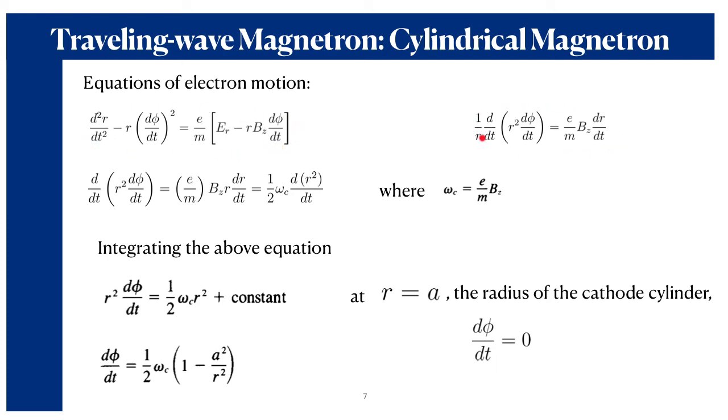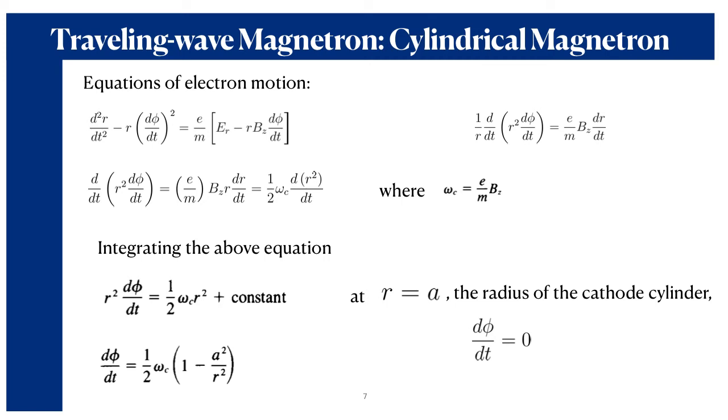So this one is the first equation that I have obtained. This one is the second equation that I obtained in my previous slide. Now I am doing a simple rearrangement over here. I am multiplying r from the left hand side of this equation over to the right hand side, and I am obtaining this one. And here I define this omega c, which equals e divided by m times the magnetic field. So finally I am obtaining this expression, and from here I am integrating.